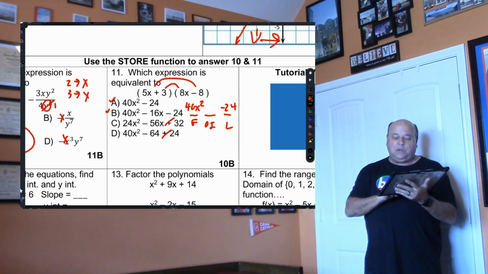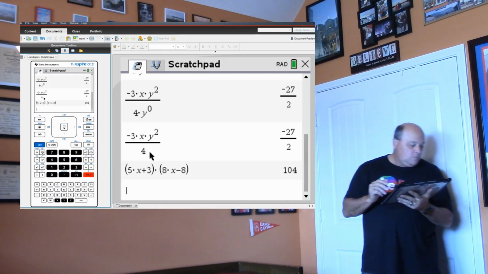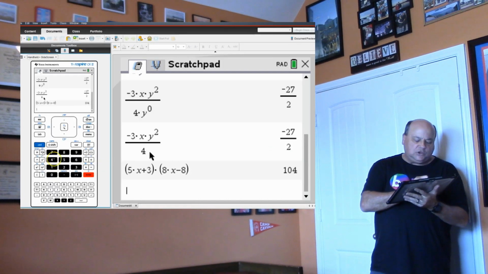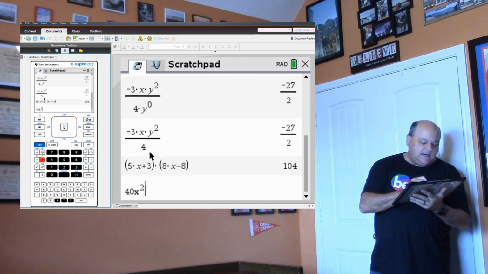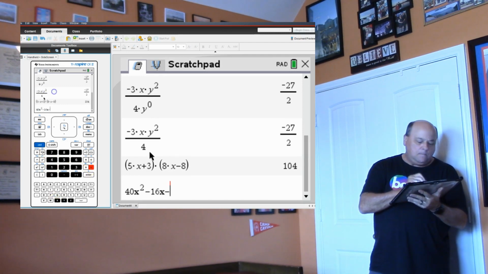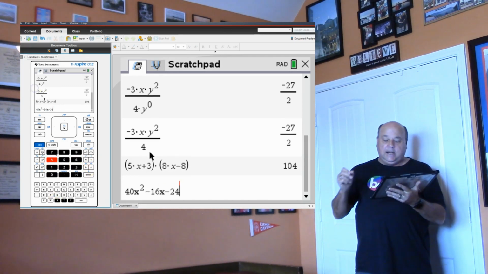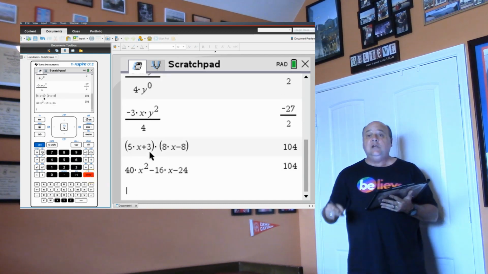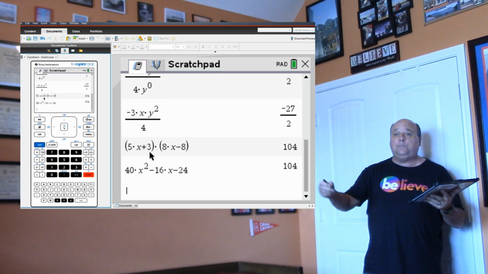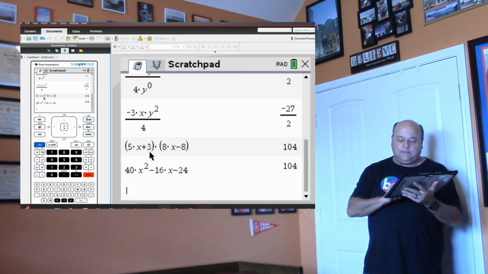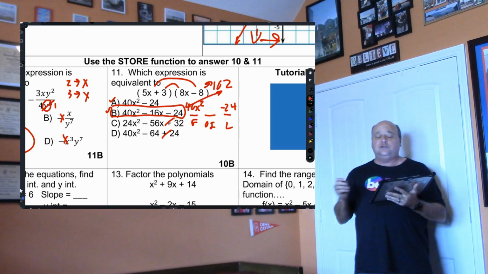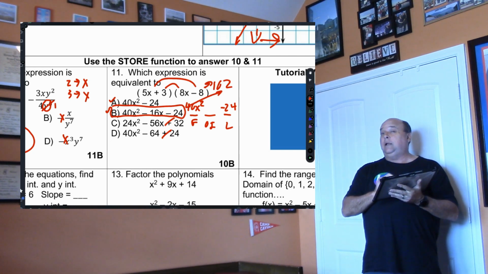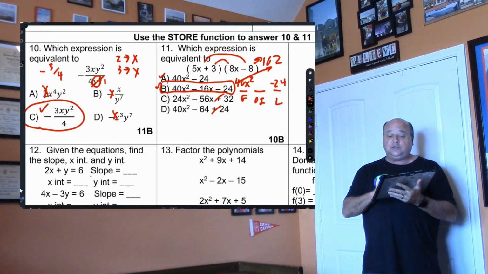So I'm going to go in and type in B. So I'm going to go to the calculator, and let's type in choice B. 40x squared, and then minus 16x minus 24. And it should be 104. And it is. So choice B is going to work because if you input 2, it gives you the same answer, doesn't it? So I'm going to go to my paper right here. This was 104 and this was also 104, right? They both gave me 104. You're going to use store probably 5 to 10 times on the test. So make sure you know how to do that.